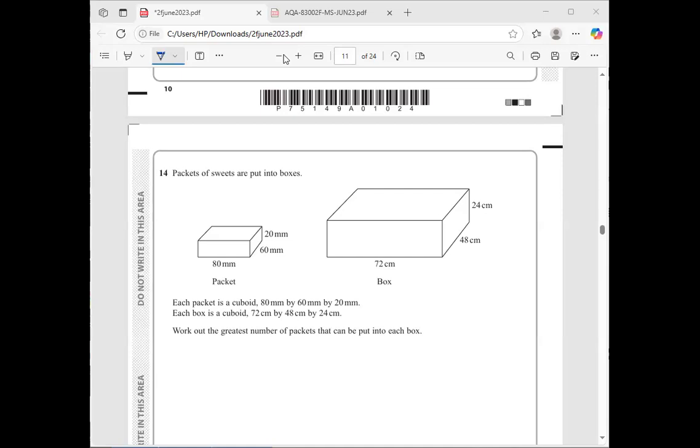So that makes it quite easy for us, since we've now converted it to centimeters. So let me just write it here first so that we have an idea of what we're dealing with. 8 cm by 6 cm by 2 cm. Okay. Now, the question is, how many of these can enter that box? So this is what we're going to do.